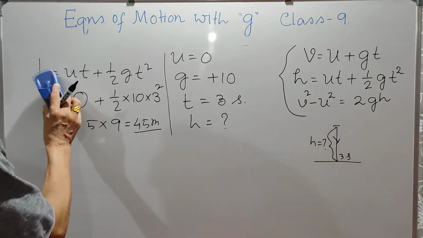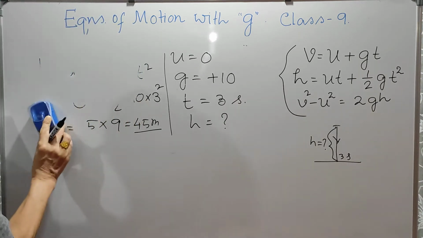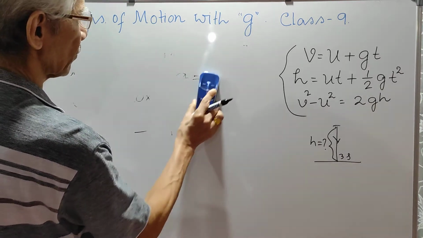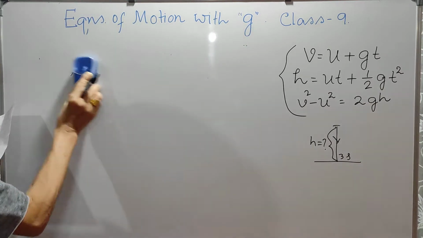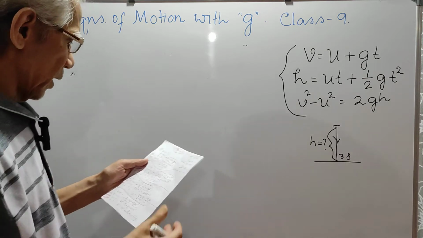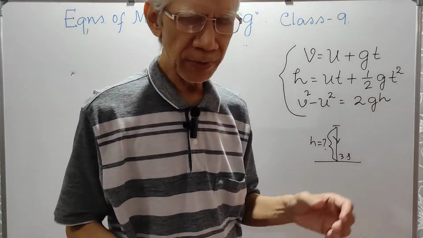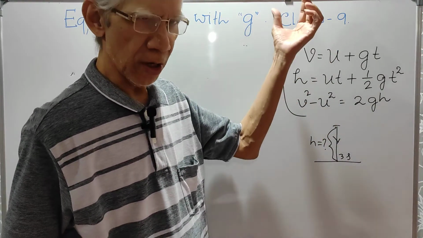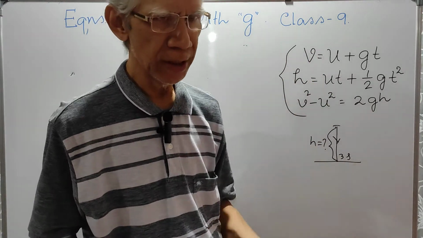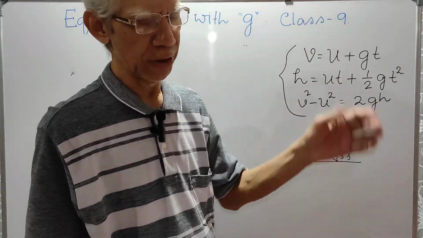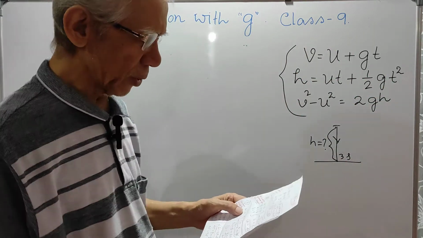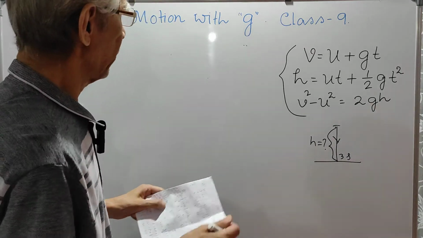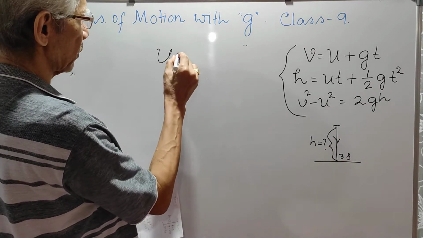Okay, let us see the third question. First of all, I am discussing bodies dropped, that means coming vertically downward. Next, I'll discuss bodies going upward. Now, this is also a body coming down, so u equal to 0.